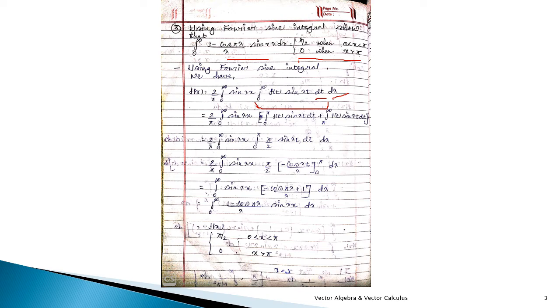Now f of t for the limit 0 to pi: for 0 to pi, what is our f of x, that is f of t? It's given as pi by 2. So here I am writing pi by 2, right?